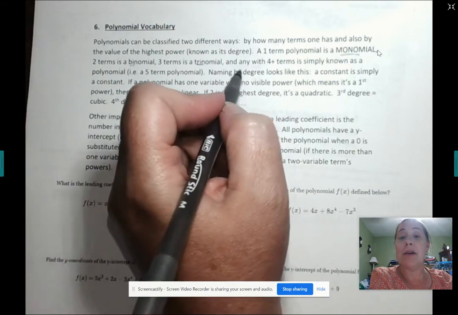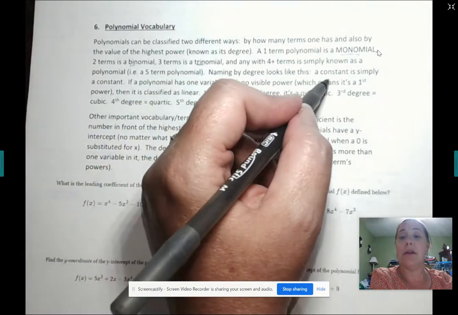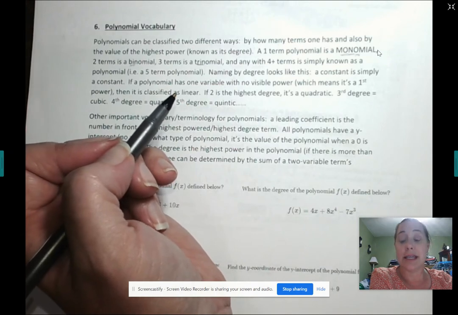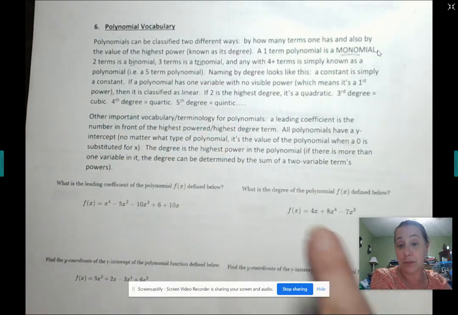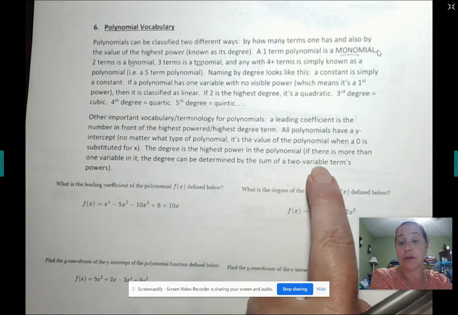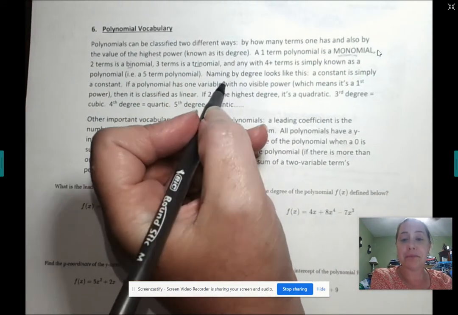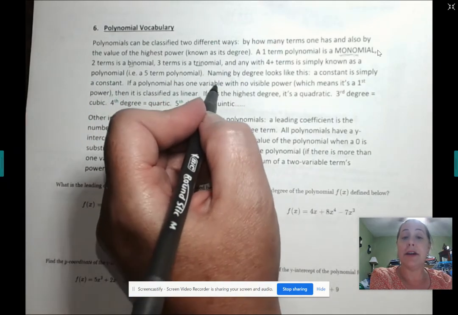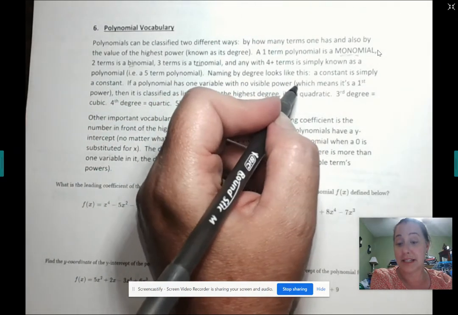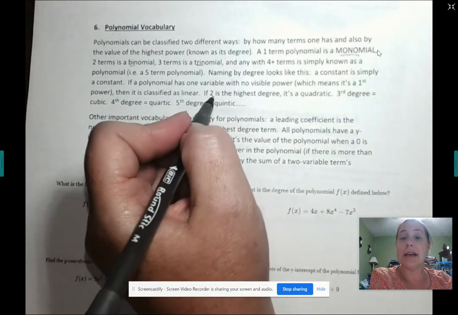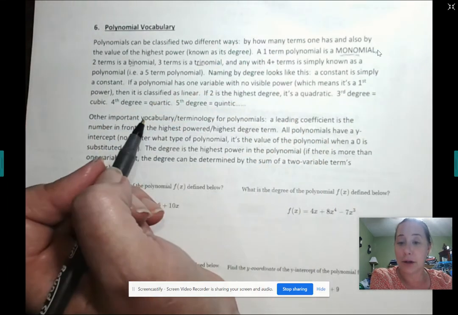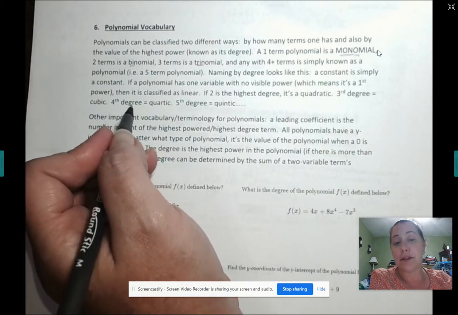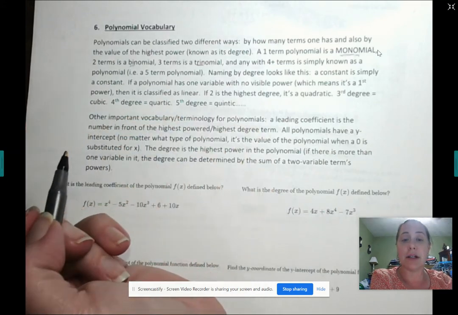The other way of naming or classifying is by degree. It's the highest power of the variable, and if there's more than one variable, it would be the sum of the powers in a 2 variable term. So if it has just a constant, it is called a constant. If it has a variable with no visible power, which means it's a first power, it's linear. If 2 is the highest power, then it's a quadratic. If 3 is the highest power, it's a cubic. Fourth degree is called a quartic, and 5th degree is called a quintic.